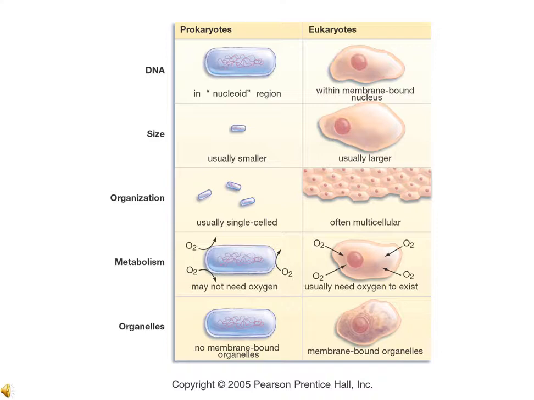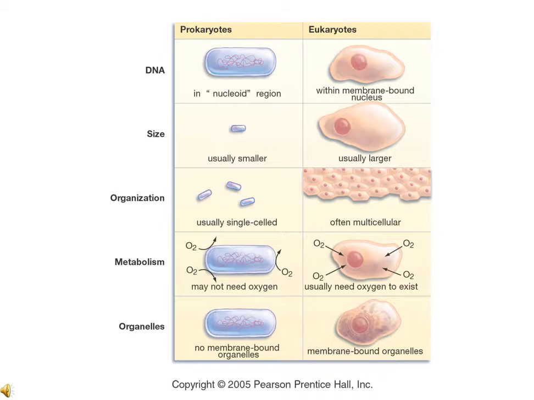The DNA in a prokaryotic cell is found in a nucleoid, not surrounded by a membrane, whereas in a eukaryotic cell, the DNA is found within a confined membrane structure. As far as size, the prokaryotic cell is very small compared to the eukaryotic cell. As far as organization, the prokaryotic cell does not organize itself, whereas the eukaryotic cell, as you can see to your right, organizes itself into tissue and eventually organs and multicellular organisms.